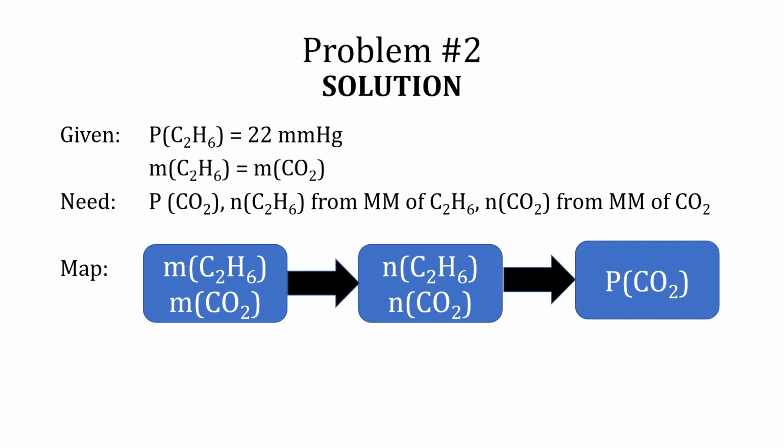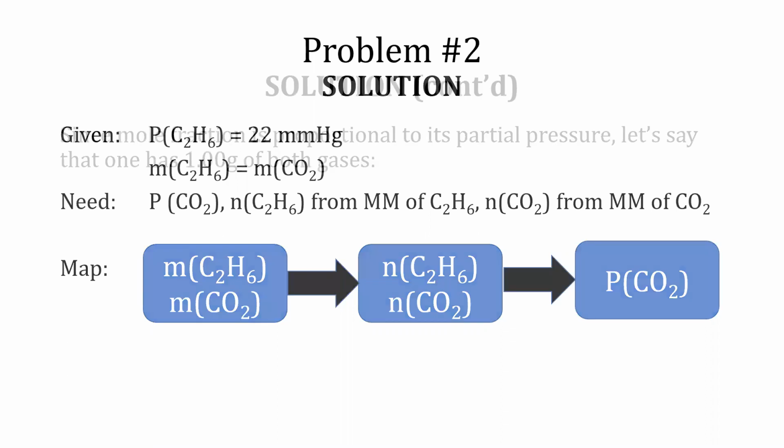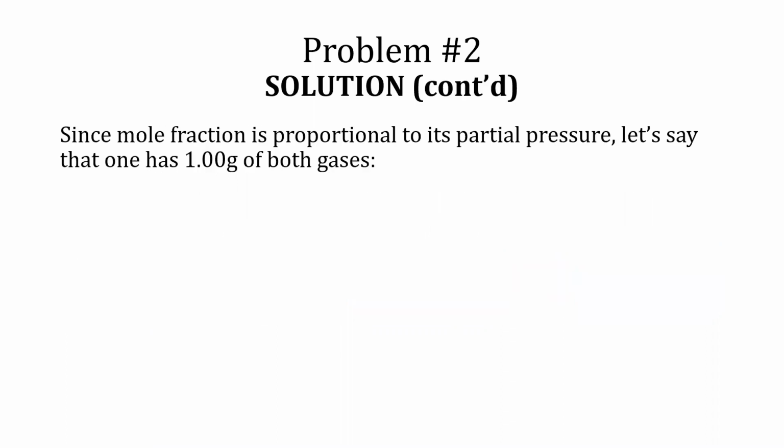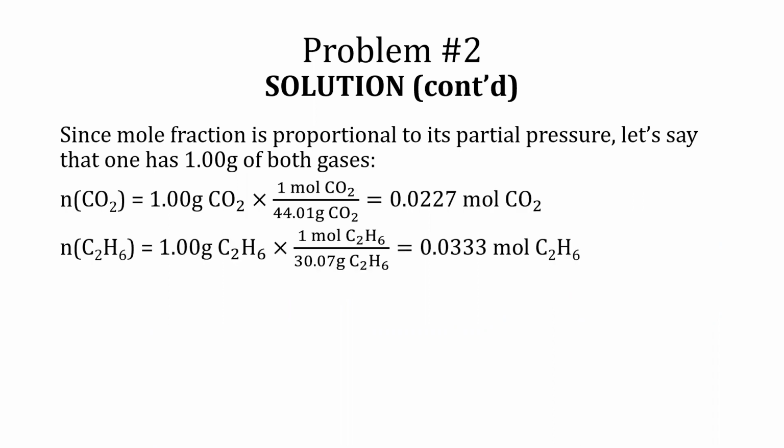The solution map is by starting with the mass of the two gases and then using their molar masses to obtain the moles. Then, with the known partial pressure of C2H6, eventually get the pressure of CO2. Since mole fraction is proportional to partial pressure, let's say that there is 1 gram of each substance. In this case, there are 0.0227 moles of CO2 and 0.0333 moles of C2H6.